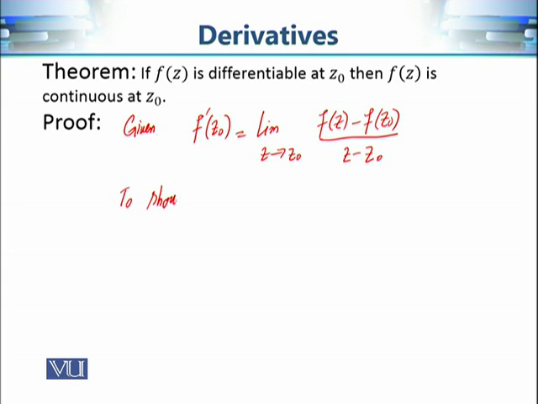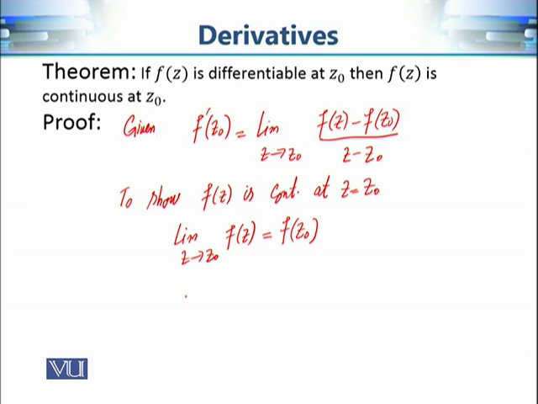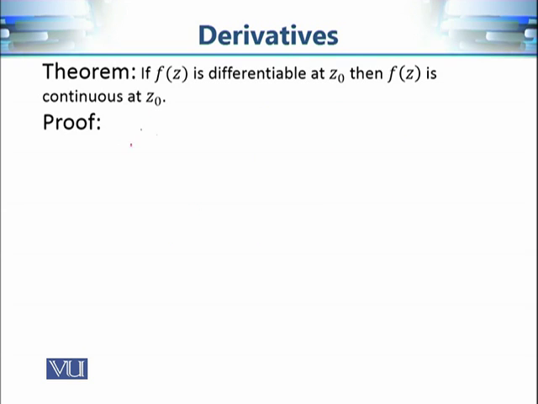Now what do we want to show? We want to show that the function f of z is continuous at z equal to z naught. In other words, we want to show that the limit as z approaches z naught of f of z is equal to f of z naught. To show this, we start from the following expression: the limit as z approaches z naught of f of z minus f of z naught, which is equal to the limit as z approaches z naught of f of z minus f of z naught.